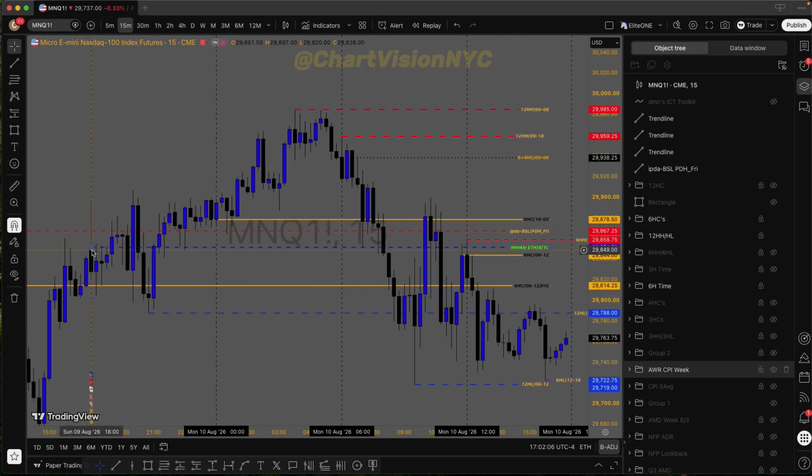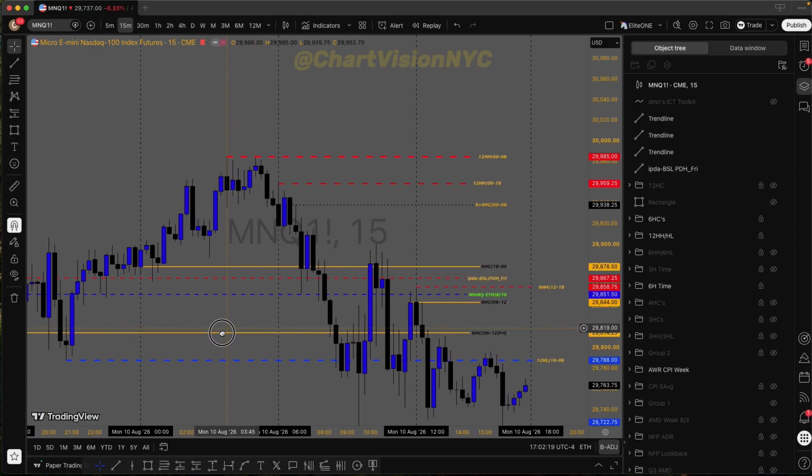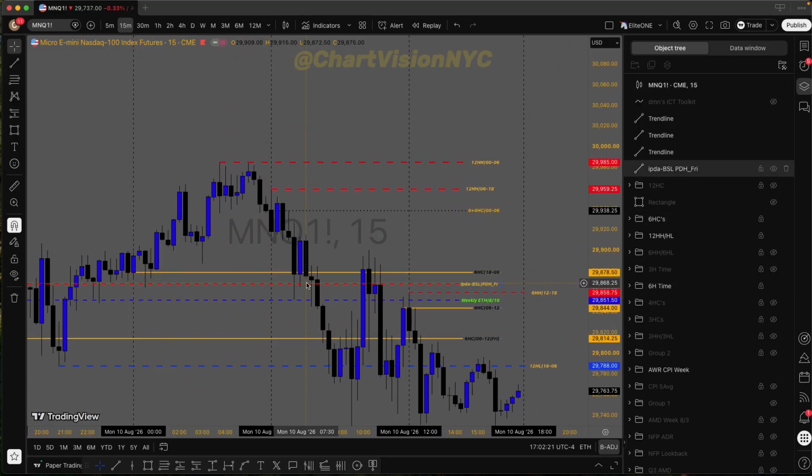So what are we talking? 6 p.m. to 12 a.m. Here is 11:45. That's the close of the first 6-hour candle of the day. That settlement price is important. You can see that as we trade throughout the day.